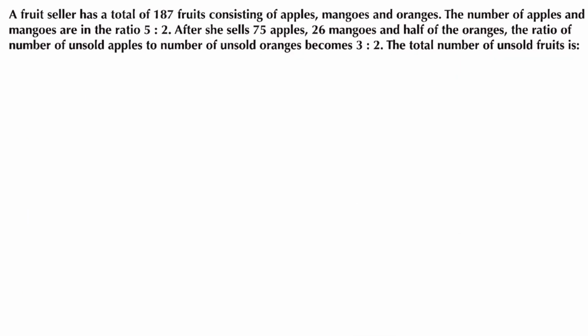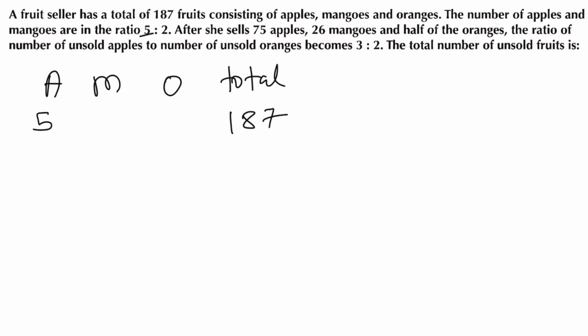Alright, so let's look at a better way to solve this particular question. The fruit seller has three types of fruits, apples, mangoes, and oranges, and a total of 187. The number of apples and mangoes are initially in the ratio 5:2. So notice that the number of apples initially is a multiple of 5. After she sells 75 apples, the ratio of the number of unsold apples to the number of unsold oranges becomes 3:2.